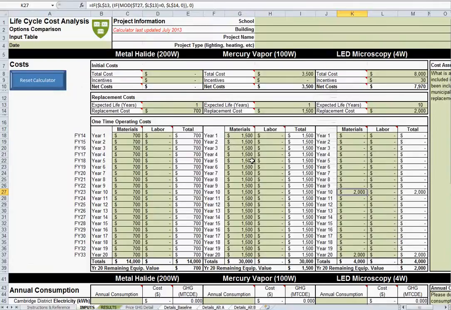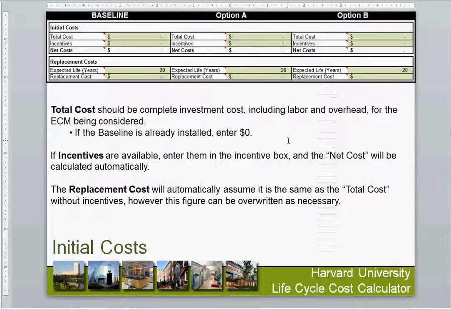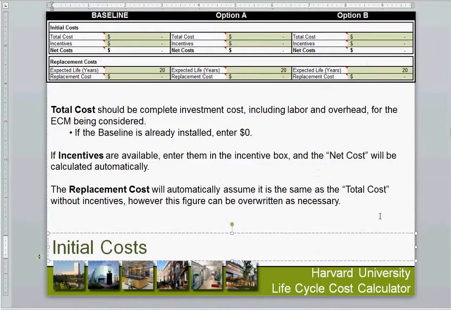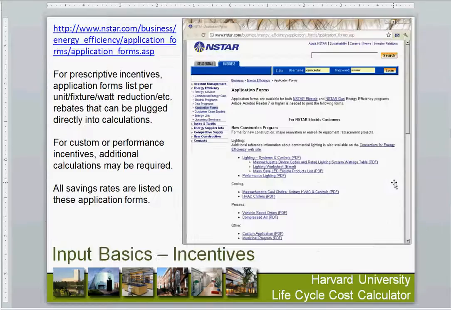So let's go ahead and switch back over to the presentation. We've covered that side, and pretty straightforward information there. So just to fill in, NSTAR locally has very good application forms, pretty easy to navigate. I've provided the link here, and you're welcome to take it and look at what they have.